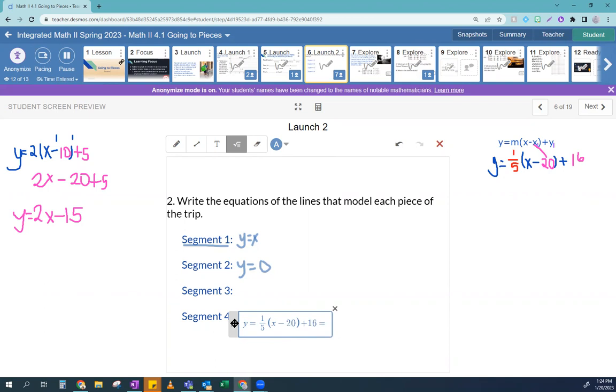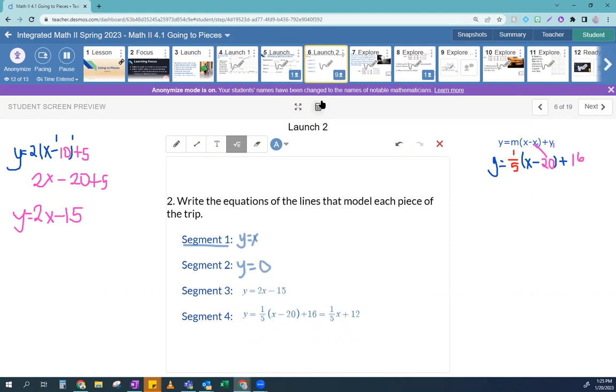If you simplified that out, what would that be? 1/5 x, right? And then that would be -4, right? -4 plus 16, which would be plus 12. So this is what I got. Plus 12. Is that right? -4 plus 16. Yeah, that's right. So here's my answer. This is what we did over here. You guys can write this one in here too. So y equals 2x minus 15. Either one would do. So here is your piecewise function.